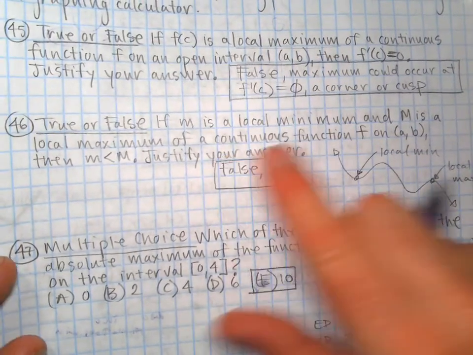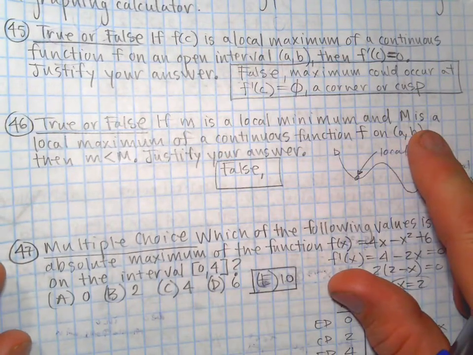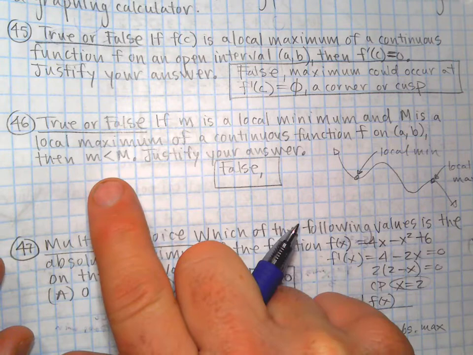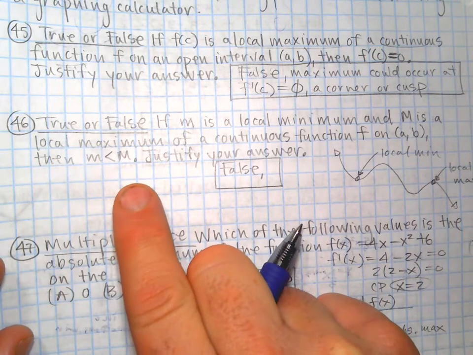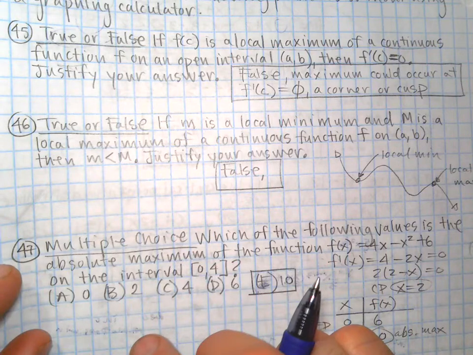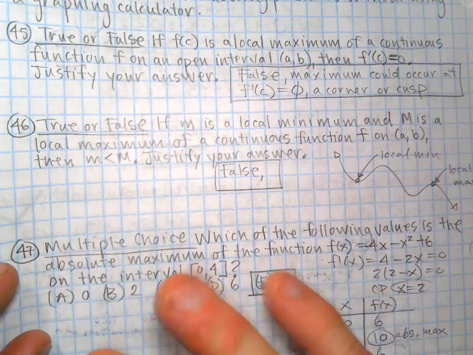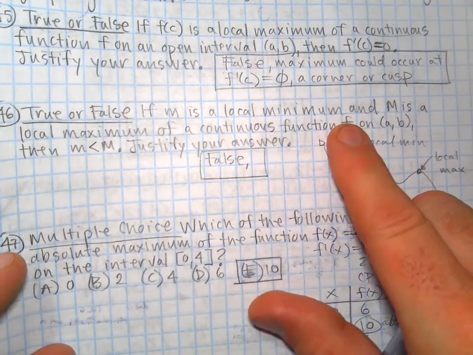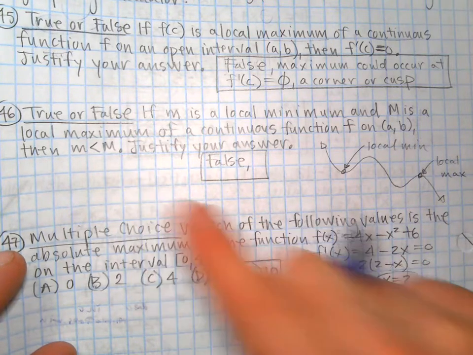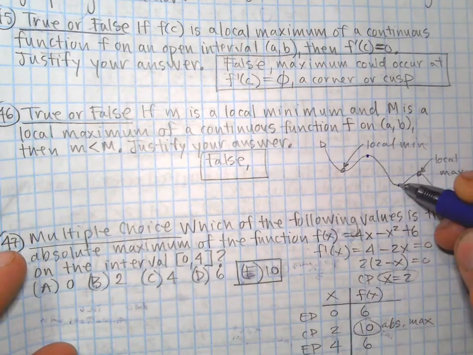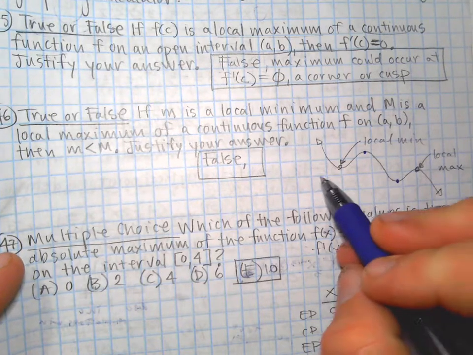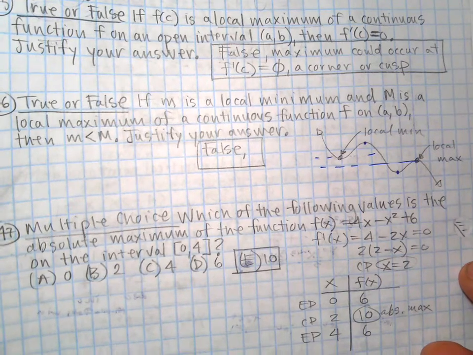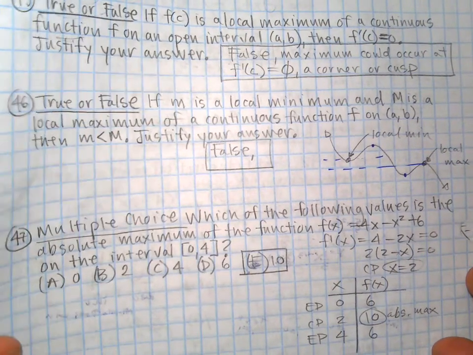46, if m is a local min and M is a local max of a continuous function on an open interval a to b, then m has to be lower than capital M. The relative min has to be lower than the relative max. Well, relative is just relative for both of these. So here's just a quick example. They didn't say that that's the only local min, that's the only local max. So we might have other local maxes and local mins to where this local max ends up being lower than the local min. So they didn't say absolute. If they said absolute, then that would be true.